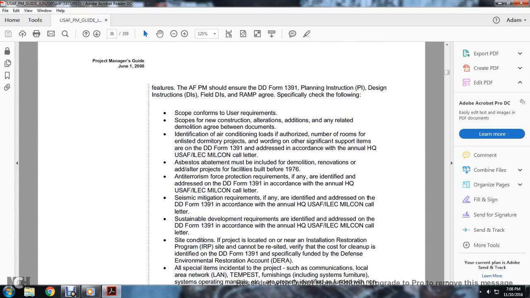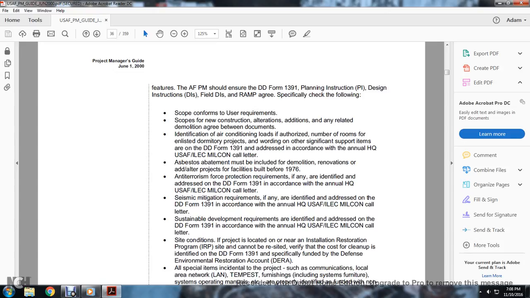Scope conformant to the user requirement scope of the new construction, alteration, addition, or any related demolition agreement between the documentation identification, air conditioning loads, authorized number of rooms, and list of the dormitory project award, and other significant support items that are addressed on the Department of Defense Form 1391 in accordance with the annual headquarters USAF ILEC Milcom call letter.